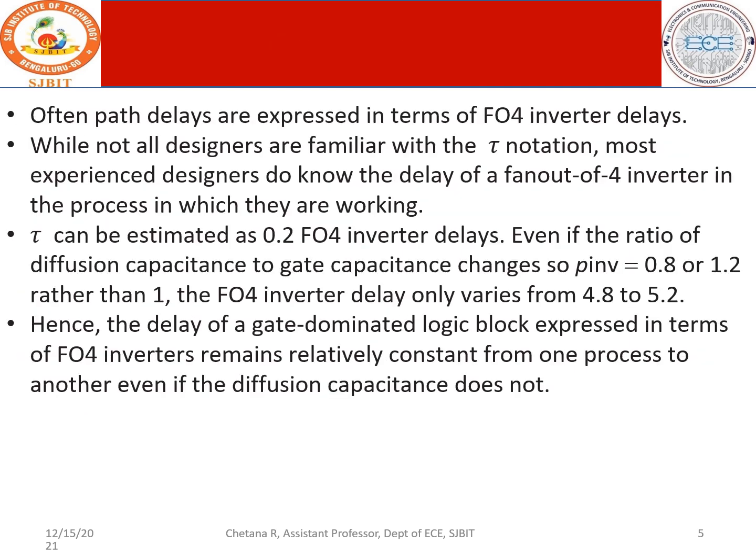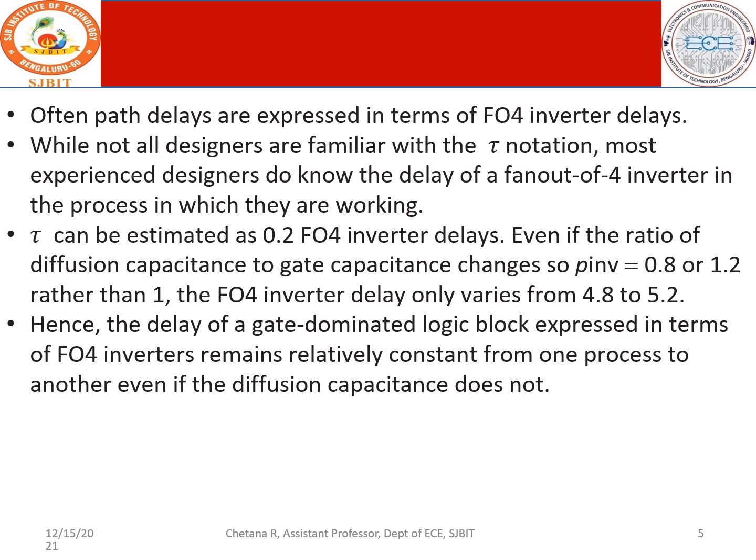Often path delays are expressed in terms of FO4 inverter gates. Normally path delays are considered only with a 4 output load inverter. While not all designers are familiar with the tau notation, most experienced designers do know the delay of a fan out of 4 inverter in the process in which they are working. Yes, most of them will not know, but still people should be aware. And just now we are telling what the meaning of tau is and what the delay of a fan out of 4 is. So tau can be estimated as 0.2 FO4 inverter delay, the fan out of 4 inverter delay.